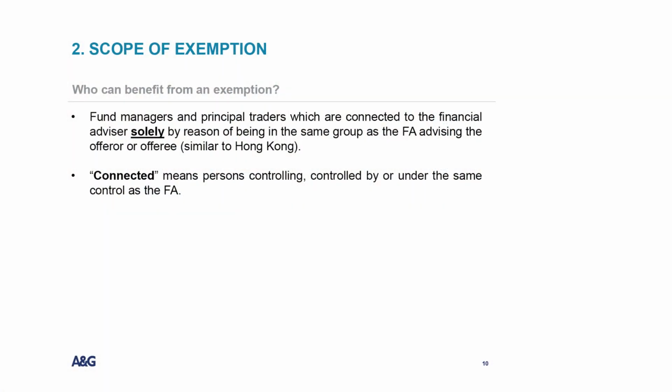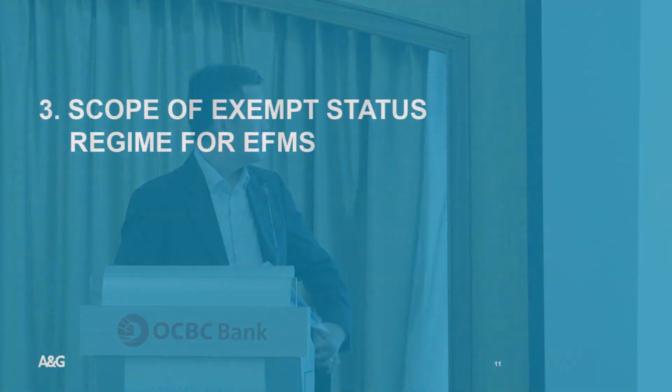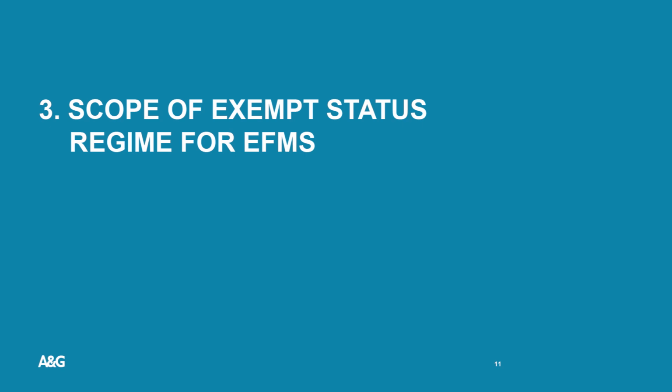So now, in terms of who can benefit from these exemptions, I think you probably can guess now. We've talked about it, which is the fund managers and principal traders who are connected to a financial advisor solely by virtue of being part of the group. You're all here because you're part of entities or business units which are within the OCBC group. And when we talk about OCBC group, it's not just the bank itself. It includes Great Eastern, includes Bank of Singapore. I'll now go into the exempt status regime for EFMs, exempted fund managers.